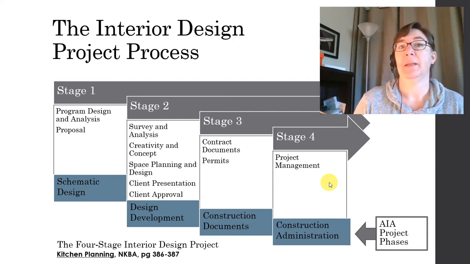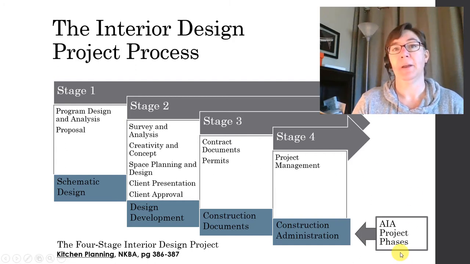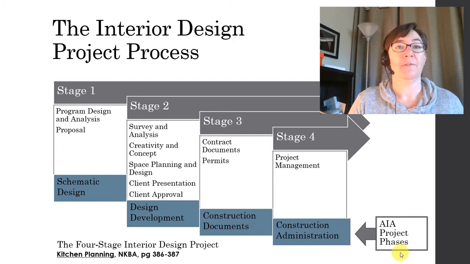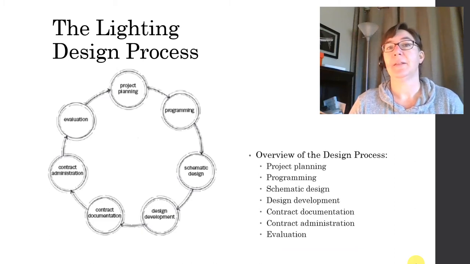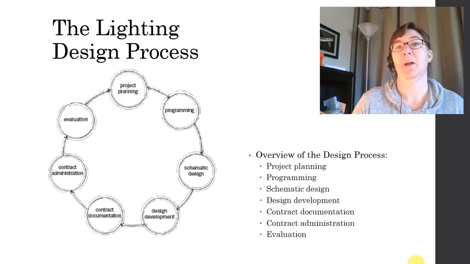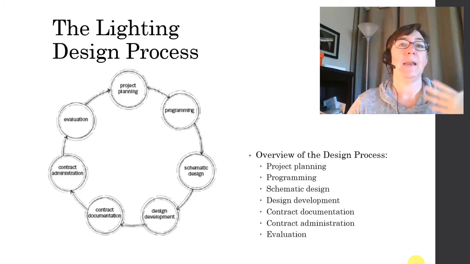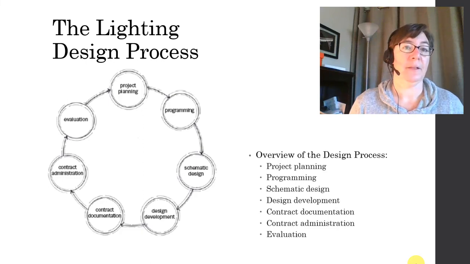You might be more familiar with the AIA, American Institute of Architects, project phase names. They divide it roughly in the same manner, but they are called schematic design, design development, construction documents, and construction administration. So your text is specific to the lighting design process in particular, but it has roughly the same project process as the other larger design fields.